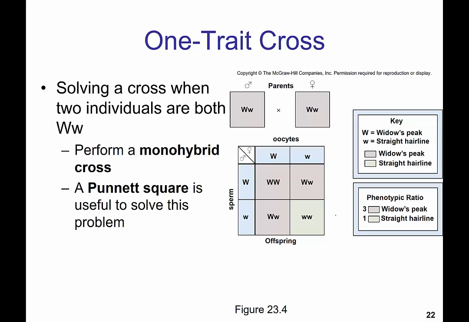If we're solving a cross when 2 individuals are both heterozygous, or big W, little w, as seen here with hairline, this is called a monohybrid cross. Mono means one. Hybrid is one of each. This is why you see the big W, little w. Here's where we see our first Punnett square.